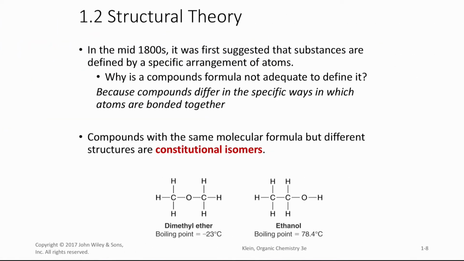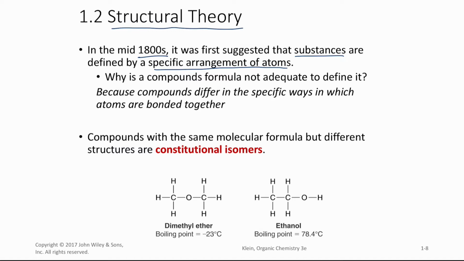So now let's talk about the structural theory of matter. In the mid 1800s, it was first suggested that substances are generally defined by their arrangement. But why is this the case? Why do you have a compound formula? Why not write a compound formula and be done with it?